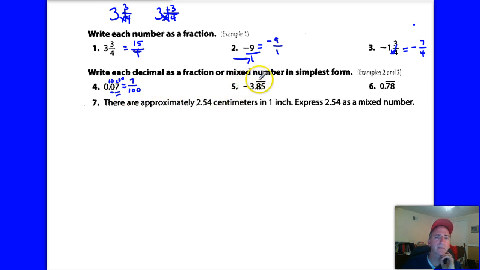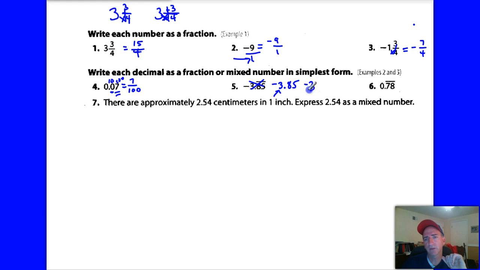All right, number 5, I'm going to make a slight change to. Just ignore that, and let's rewrite it as just -3.85 without the repeating bar. Because honestly, that repeating bar it's a little crazy, and I just don't want to get into that right now. That's something you might do later, but I really don't think we need to do it. For now, what I would like is that you could take that and turn it into a mixed number.